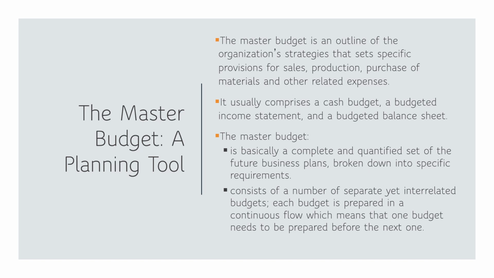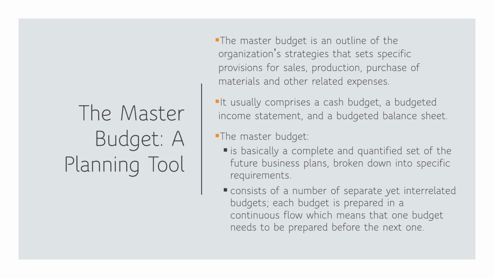So how does the master budget work? Actually, in detail, it's a detailed future plan. So the master budget breaks down the future business plan into specific measurable parts. For example, it specifies how many products to make, how much money to spend on material, and how much revenue to expect from sales.